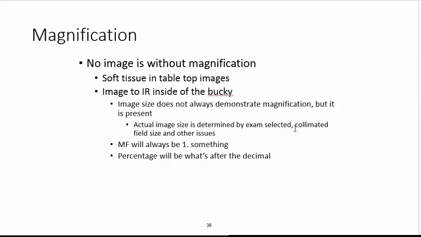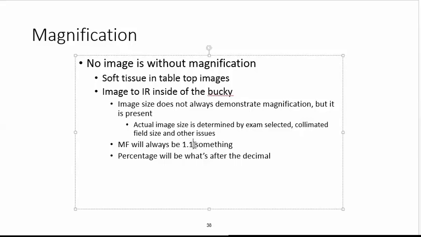So magnification factor is always going to be 1 point something, 1.1, 1.5. It gets to be a little extreme, but it's going to be 1 point something. So on your slide, that does not just mean it's going to be 1 something. It's going to be 1.1, 1.2, 1.3, 1.01. It's going to be greater than 1 is the point there. So the percentage of magnification is what's going to be after the decimal.